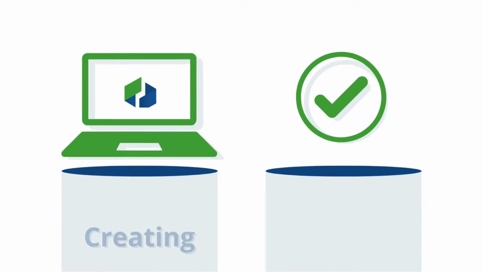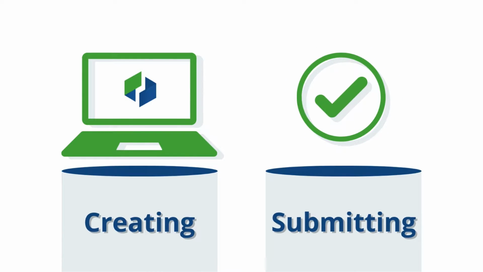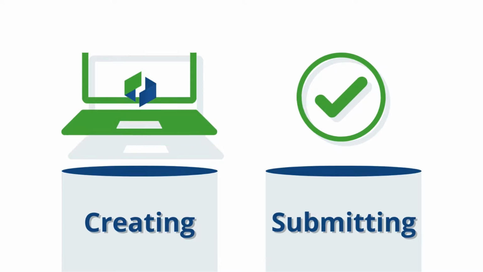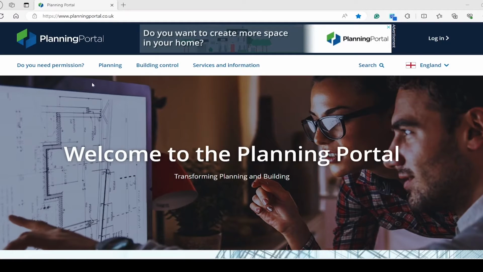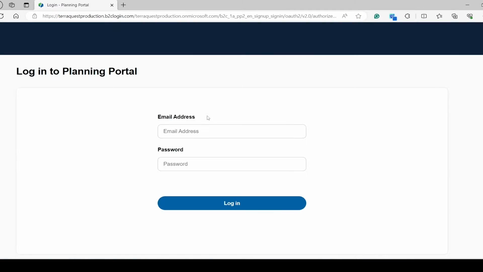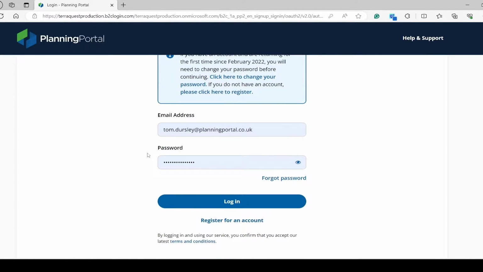In this video, we will show a walkthrough of the process of creating and submitting a planning application on the planning portal. Let's start. Go to planningportal.co.uk. Head to the login, which is on the top right of the homepage. Enter your login details, or if you are a new user, go to the register an account. In 5 easy steps, you will be set up and ready to go.